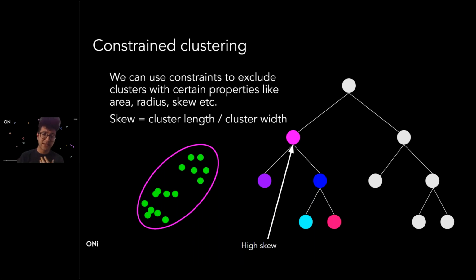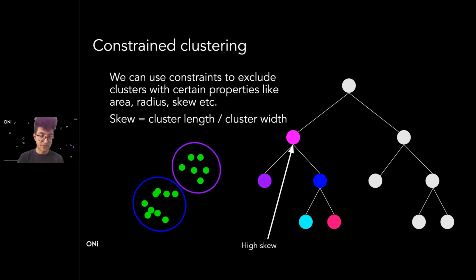And let's say the next nodes in the tree are this purple and blue node. So this purple corresponds to these points here, and this blue corresponds to these points in a cluster at the bottom. Now these two clusters are a bit more round, right? They're not long and stretched out. They're roughly square or circular in proportion, so their lengths and widths are going to be very similar. So they won't necessarily have a high skew.